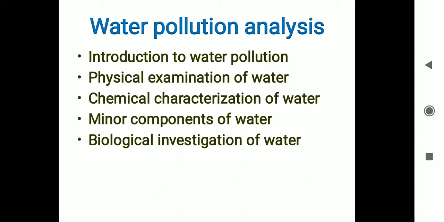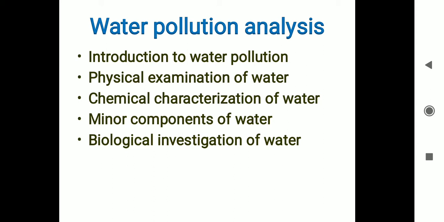There are mainly 5 points of water pollution analysis. Point number 1 is introduction to water pollution. Means what is water pollution, what are the causes of water pollution, and many more basic information is involved in the introduction to water pollution. Then physical examination of water means whatever water sample is taken from any source, and the methods of physical examination of it, they all are involved in physical examination of water.